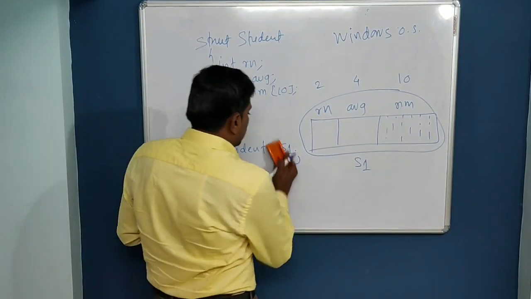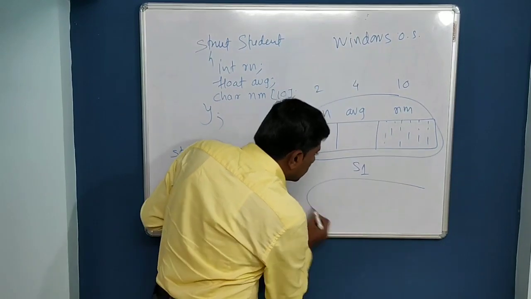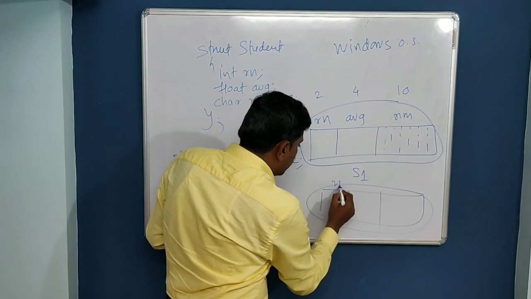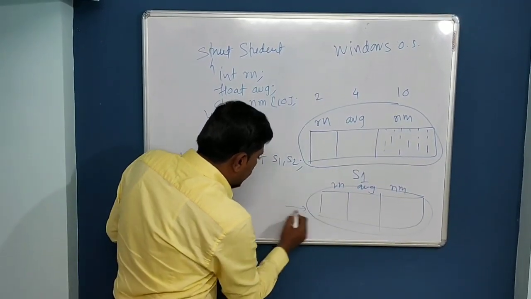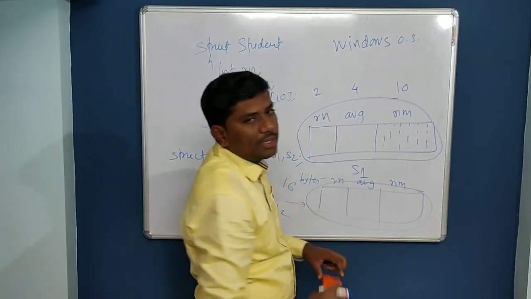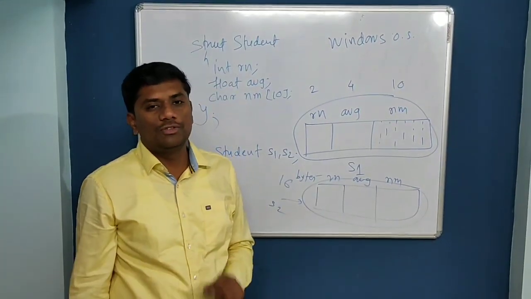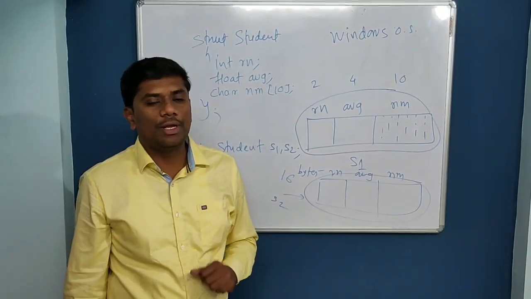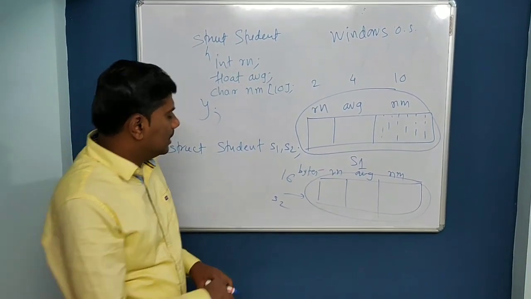Suppose you are declaring one more variable. So similar structure will be there. So member name RN, AVG, and then name. So for S2 as well, again 16 bytes will be reserved. So for S1 16 bytes, for S2 16 bytes will be reserved by your compiler. So this structure variable declaration is very important.